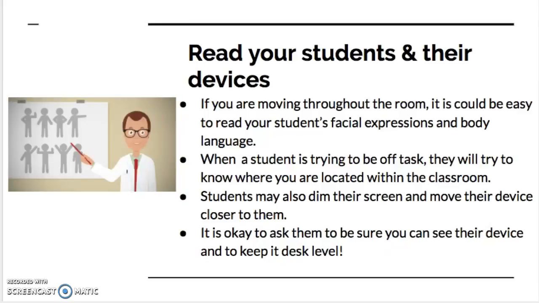When a student is trying to be off task, they will look to see where you're located in the classroom. Students may also dim their screen and move their device closer to them so that you are unable to read what is on their device. It is okay to ask them to be sure you can see their device and to keep it desk level. Students appreciate the accountability on most terms.